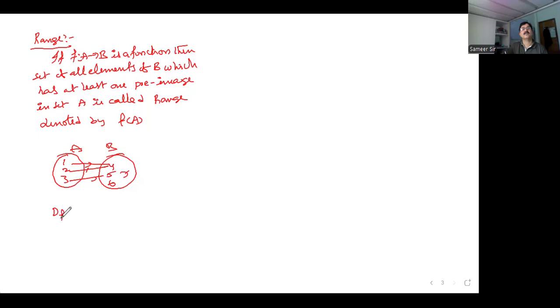You see, the domain Df is very clear: 1, 2, 3. Nobody is going to say anything about that. The codomain is also very clear: 4, 5, 6, 7. And what I said is the range, Rf. You can write it like this also. How many elements are there which have pre-images? 4 and 5. This is the range. Finding the range we'll discuss at the end.